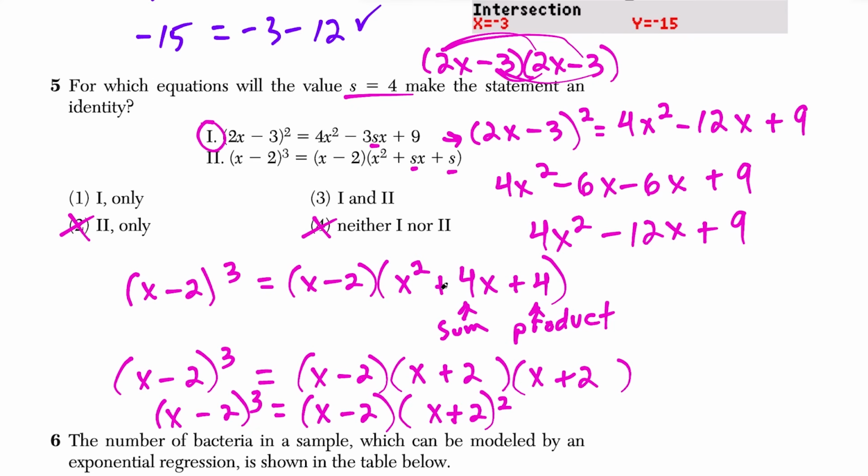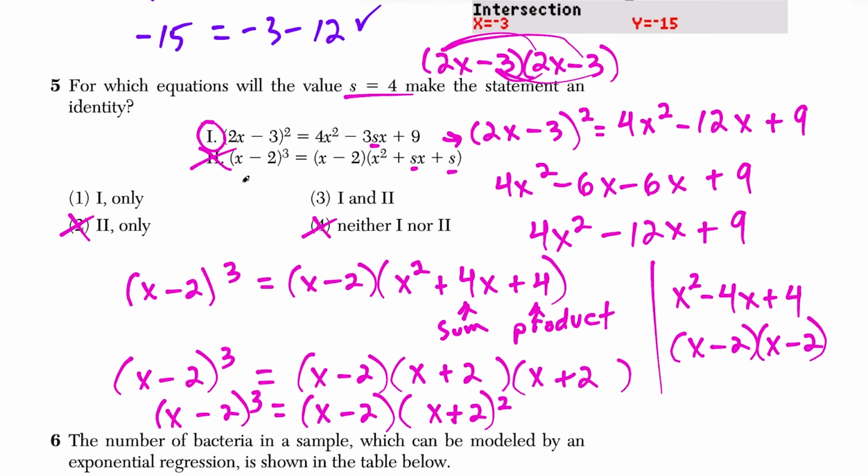If somehow we had wound up with x squared minus 4x plus 4, so I'll just write that off to the side. If we had x squared minus 4x plus 4, this we could express as x minus 2 times x minus 2. And then we would have 3 factors of x minus 2, making (x minus 2) to the third. But that was not the case here. So Roman numeral 2 is not going to be an identity when s is equal to 4. So that means it's only going to be Roman numeral 1, so choice 1 is our answer.